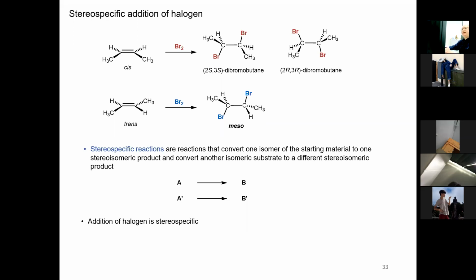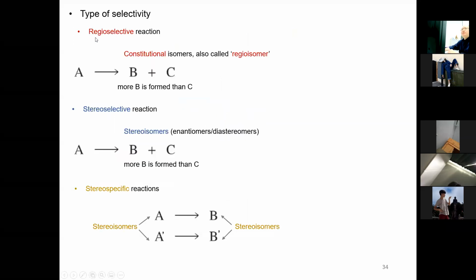Then you can say addition of halogen is stereospecific. For regioselective reactions, you can judge from one reaction: more B is formed than C, and B and C are constitutional isomers. For a stereoselective reaction, more B is formed than C, and B and C are stereoisomers, like enantiomers or diastereomers. For stereospecific reactions, you cannot judge from one single reaction. You have to have two reactions, and the starting materials of the two reactions must be stereoisomers. If the products of the two reactions are also stereoisomers, then you can say it's a stereospecific reaction.